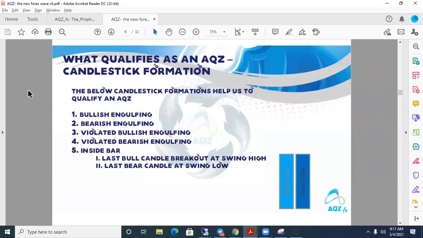So here are the 5 candlestick patterns you want to look at, or basically there are just 2 candlestick patterns here. So there are 5 variations of 2 candlestick patterns. The first one is a bullish engulfing, which is an engulfing candle. The second one is a bearish engulfing, it is still an engulfing candle. Then we have the violated bullish and violated bearish engulfing, they are still engulfing candles. Then we have the inside bar, which is the reverse of an engulfing candle.